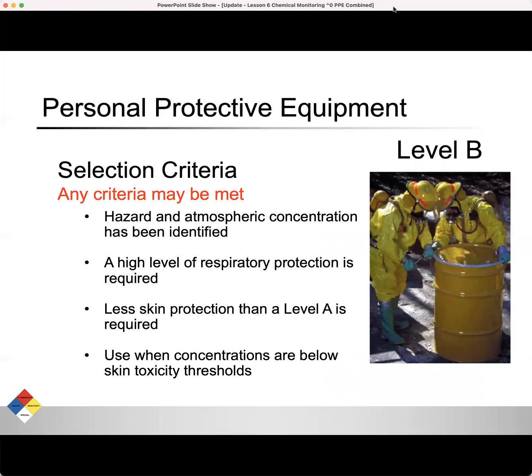So any of these criteria may be met for level B when the hazard and atmospheric concentration has been identified. A high level of respiratory protection is required. Less skin protection than a level A is required. And when concentrations are below skin toxicity thresholds.